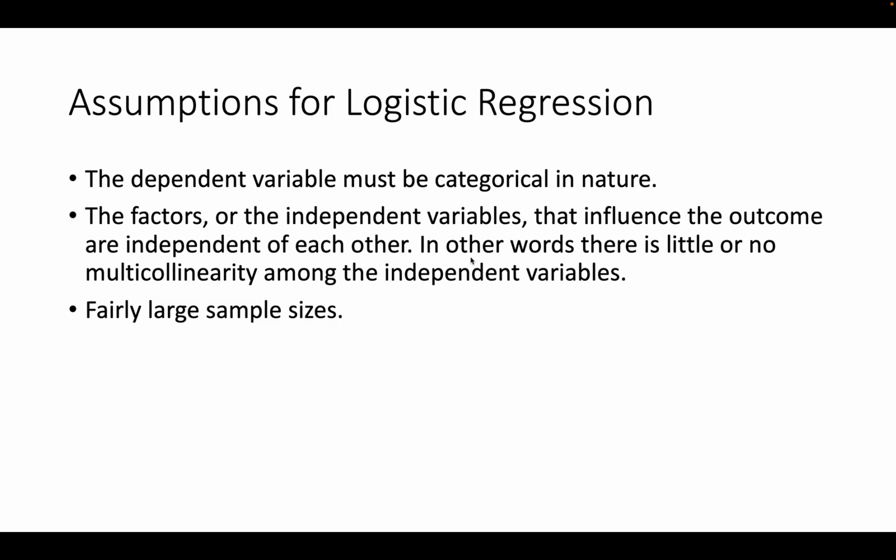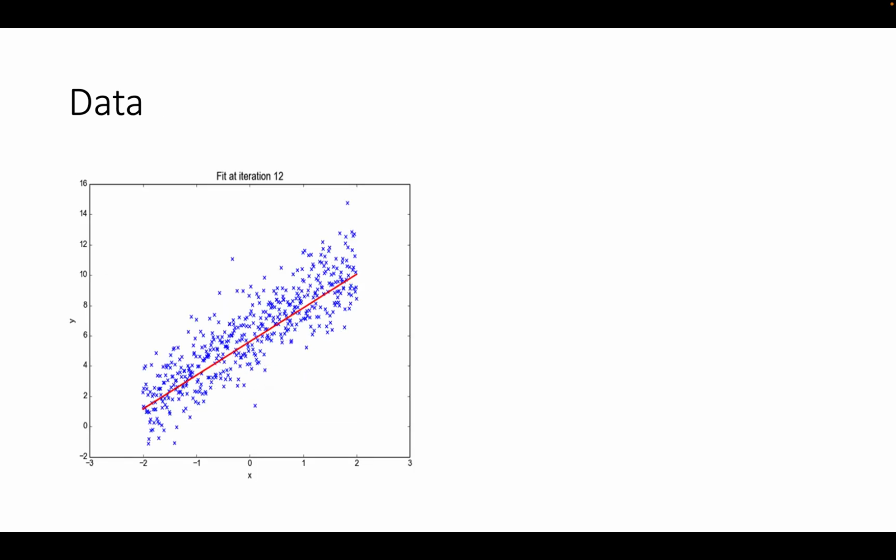Okay, a fairly large sample size is important for training. That goes for every machine learning model. The more data you give, which is different from each other, the better it will be able to recognize. I'm not saying to give outliers. So this is the data, fit an iteration.